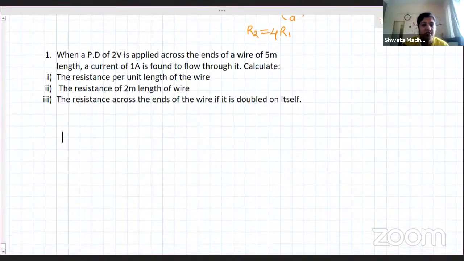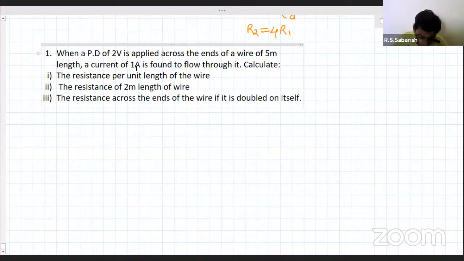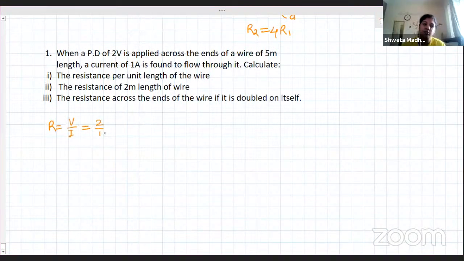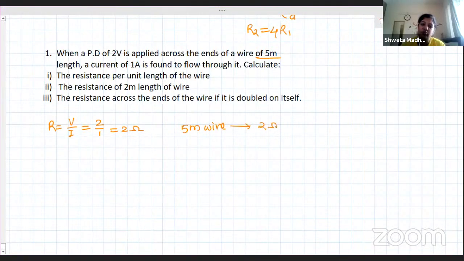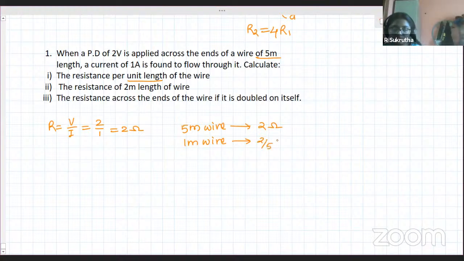So in this one, what is the resistance? 2 ohm. Resistance is equal to V by I, that is 2 by 1, which is 2 ohm. This is the resistance of which length of wire? 5 meter. So a 5 meter wire has a resistance of 2 ohm. And what they have asked is resistance per unit length. Unit length means 1 meter. 5 meter wire has 2 ohm resistance, then 1 meter wire has 2 by 5, that is 0.4 ohm.